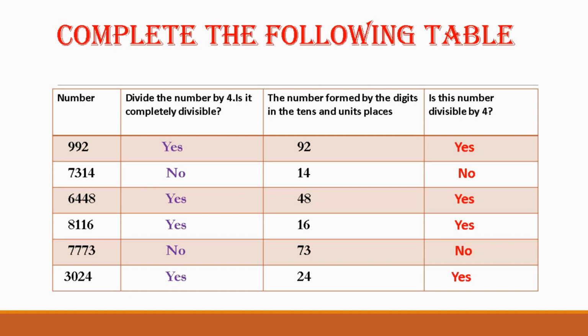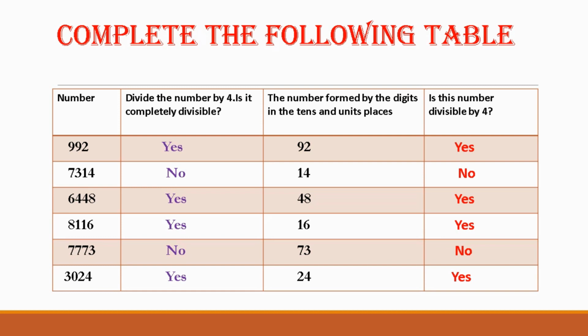by 4. Second example 7314. When you divide this by 4, it's completely divisible or not, you will understand. So this 7314 is not completely divisible by 4. When you take the last two digits, that is tens and unit places, you will get 14, which is not divisible by 4. So 7314 is not divisible by 4.